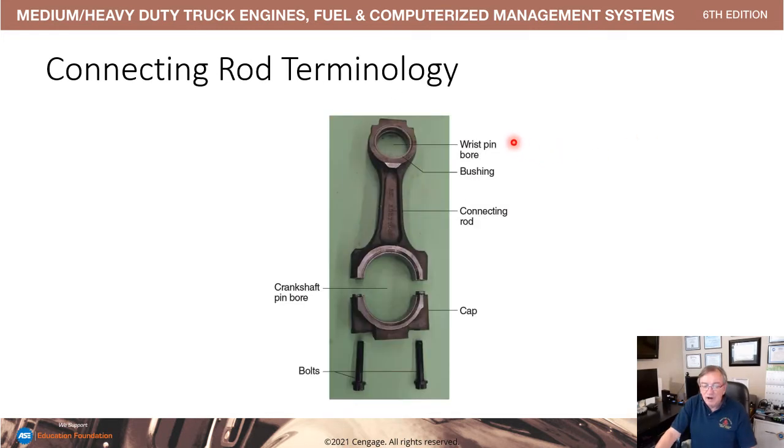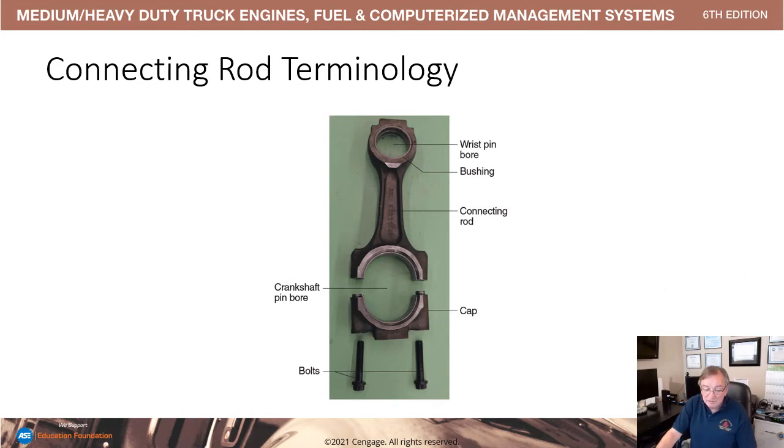Connecting rod. The small end is the wrist pin bore. We have a bushing that acts like a wear sleeve. It's typically a bronze alloy, and it will wear and can be replaced, and the rod can be rebuilt in a specialty shop. The crankshaft bore, with the cap, has a two-piece friction bearing in there, and bolts. Typically the bolts have a torque-to-yield setting, and we'll get into that a bit later when we do engine assembly.